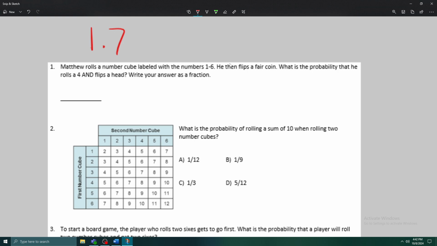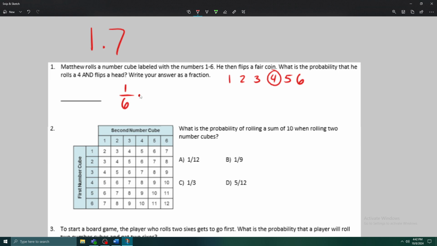So Matthew rolls a number cube labeled with the numbers 1 through 6. So 1, 2, 3, 4, 5, 6. For that first probability, we have 6 outcomes, right? So out of 6 outcomes, what is the probability that he rolls a 4? Well, 4 is one of those outcomes, right?